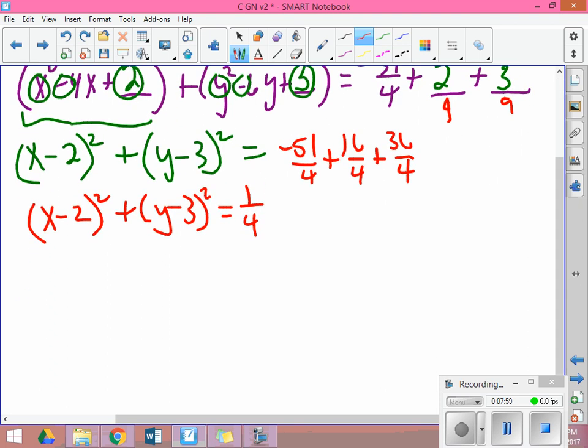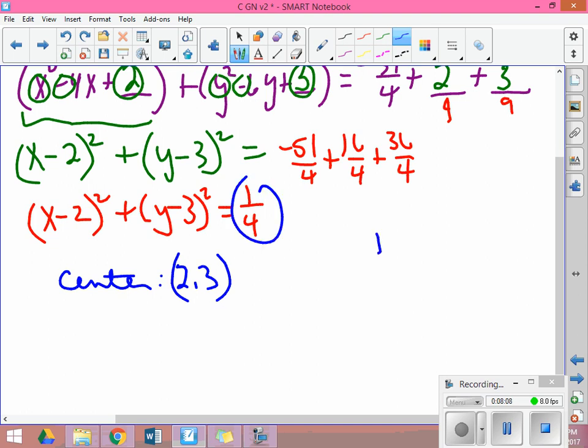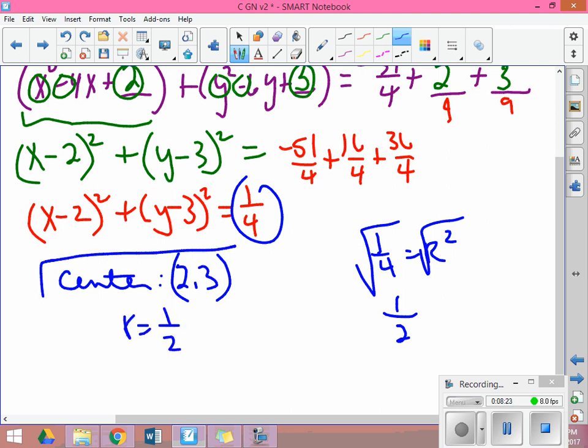Still leave that as a fraction because my center is at 2, 3. And if this 1/4 is equal to r squared, and you square root both sides, the square root of 1 is 1, the square root of 4 is 2, and so my radius is 1/2. So everything works out nice and exact if I stay away from decimals and leave everything as a fraction. They're much easier to handle. Good luck on your homework.